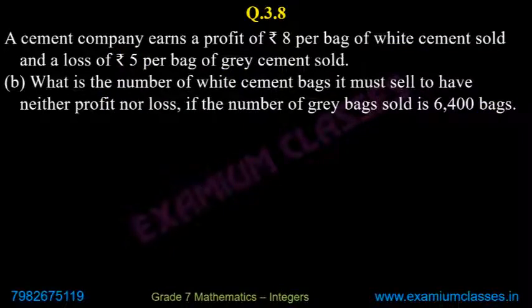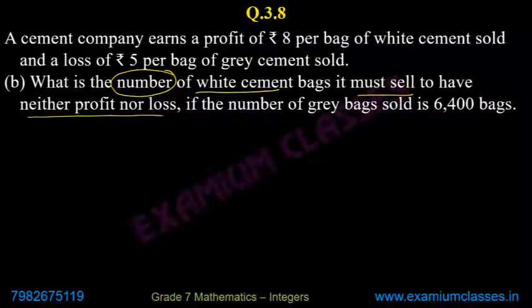Next. Next part of the same question. What is the number of white cement bags? So here number is asked of white cement bags. It must sell to have neither profit nor loss if the number of gray bags sold is 6,400 bags.